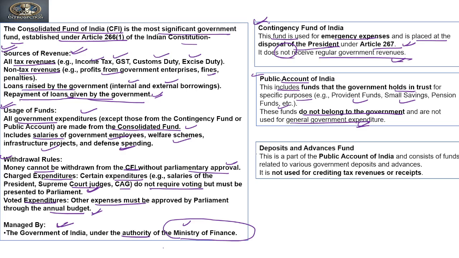The last option in the question is the Deposit and Advance Fund. So what is this? This is a part of the Public Account of India and consists of funds related to various government deposits and advances. It is not used for crediting tax revenues or receipts. So it is a part of the Public Account of India.